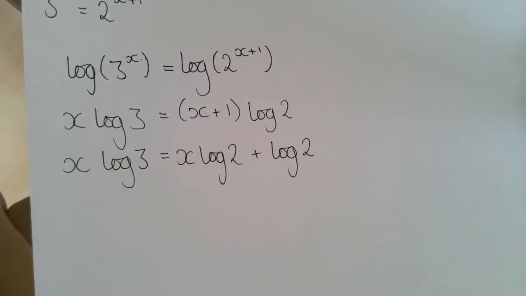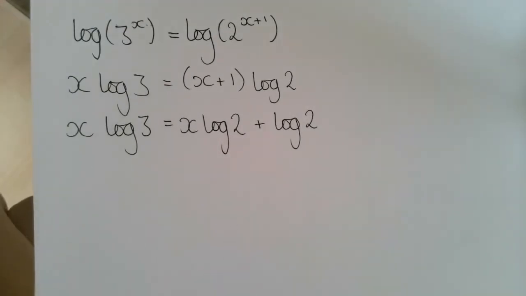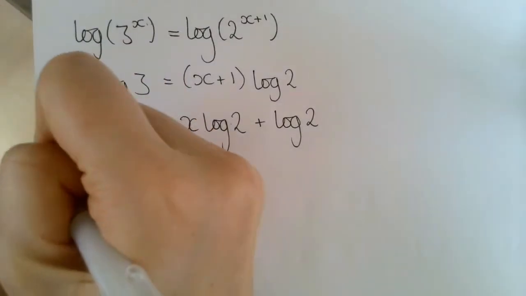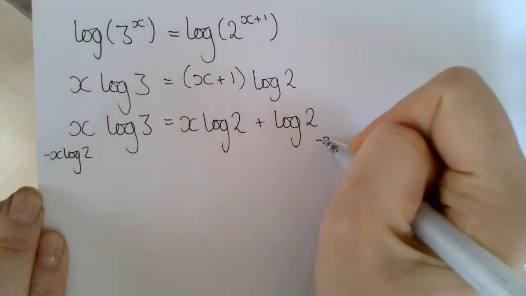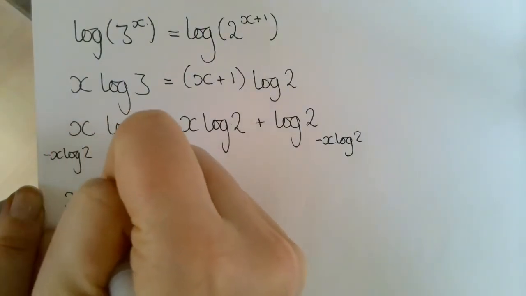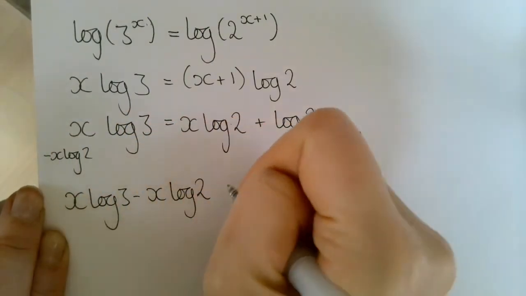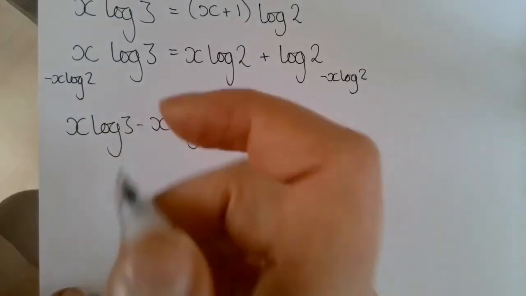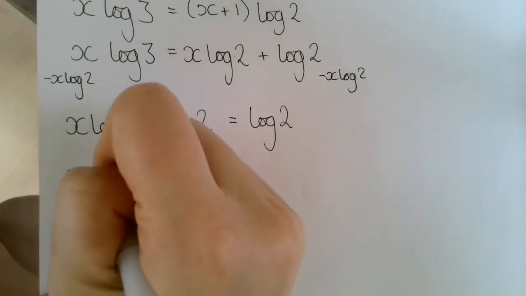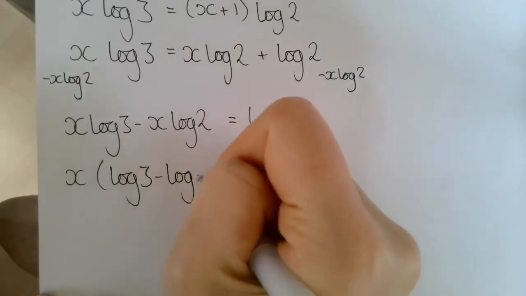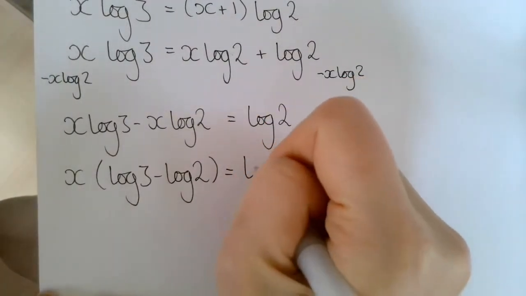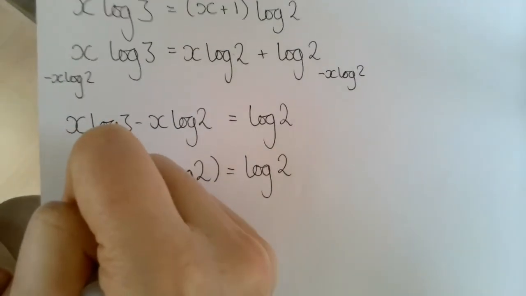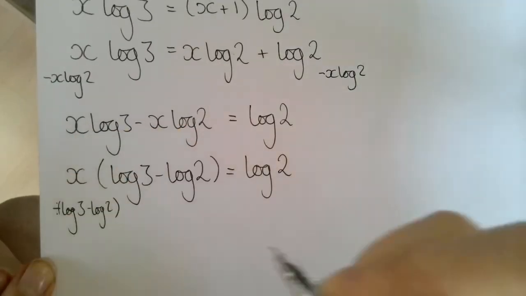I've now got a linear equation in terms of x, so I'm going to rearrange it to make x the subject. I'm going to bring this term to the left hand side by subtracting x log 2 on both sides, and I get x log 3 subtract x log 2 is equal to log 2. I can now factorise the left hand side of this equation as it has a common factor of x. So I've got x times log 3 subtract log 2, and that is equal to log 2. And I'm going to then divide by log 3 subtract log 2 on both sides.